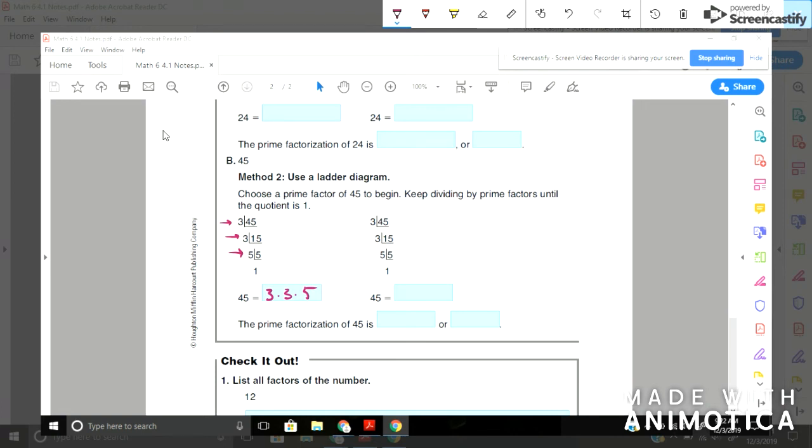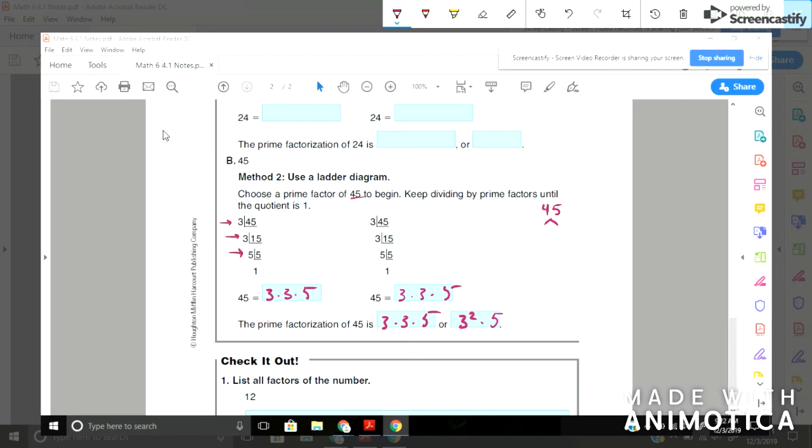Okay, so 3 times 3 times 5. So the prime factorization is, it's getting a little repetitive here, or 3 squared times 5, because 3 times 3 is 9, and 9 times 5 is 45. All right. Again, I don't think this way is as easy to do. I'm going to show you the factor tree method using 45 as well.